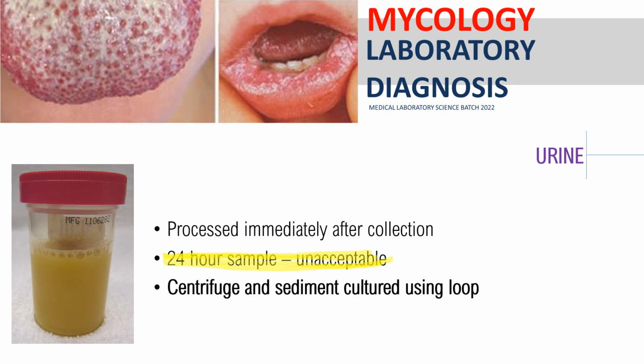Ayan, class. Then, centrifuge and sediment cultured using loop. So, pwede mong i-centrifuge yung urine, tapos yung sediment yung kinokolekta natin, class, hindi yung supernatant. Bakit? Tama, class, because your fungi are heavy and large. So, ibig sabihin, class, pag nag-spin down kayo sa centrifuge, hindi magpo-float yung fungi, kundi masasali siya sa sediment.